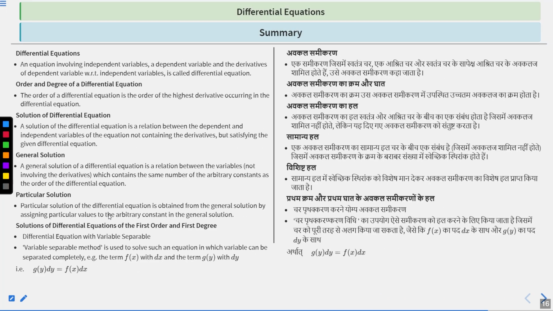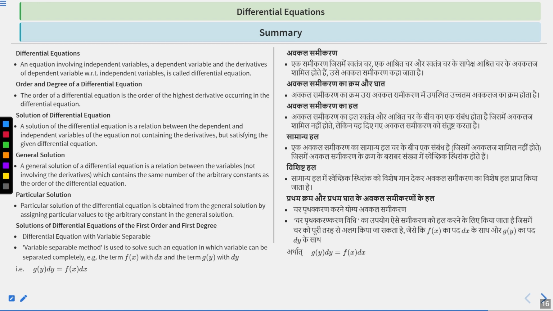Next is the summary of this lecture, what we had studied in this lecture. We had studied a differential equation: an equation involving independent variables, a dependent variable, and the derivative of a dependent variable with respect to an independent variable is called a differential equation, right? After that, we moved to the order and degree of a differential equation. The order of a differential equation is the order of the highest derivative occurring in it.